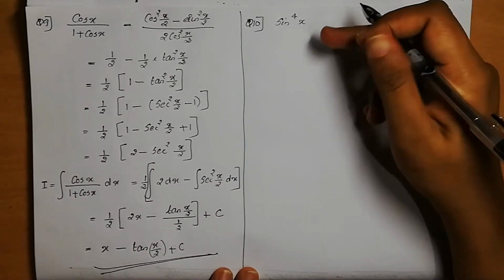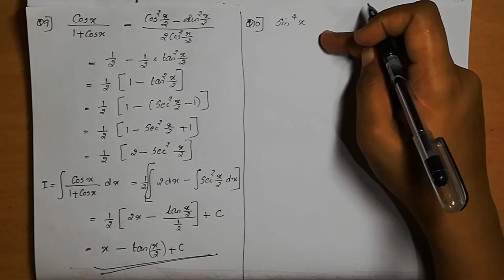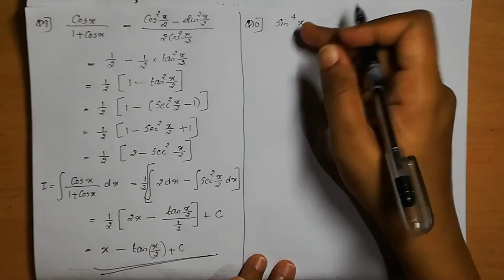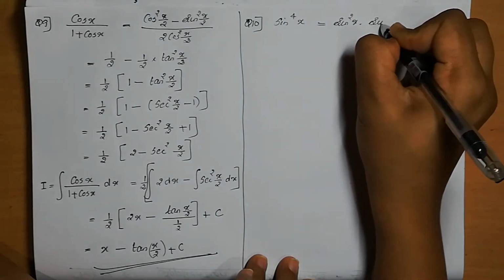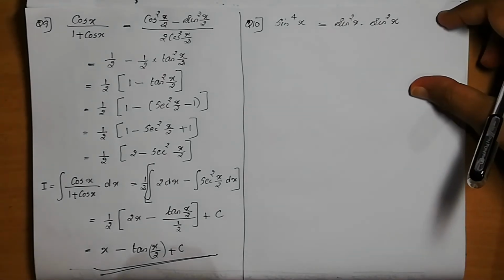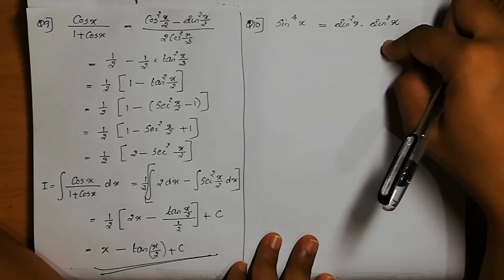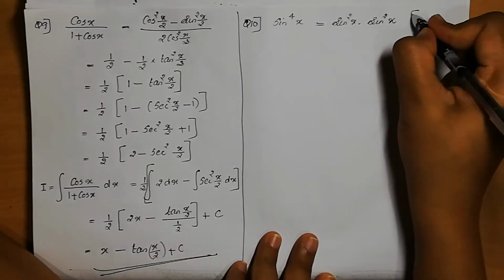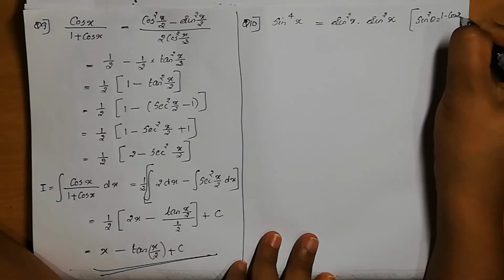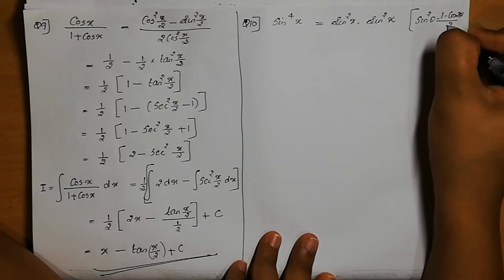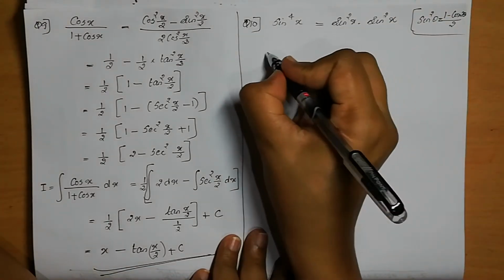Question number 10. Sine power 4x. So this sine power 4x, how we can write: sine square x into sine square x. Correct. Square into square is power 4. So this one we can write as sine square x into sine square x. So sine square theta we can write as 1 minus cos 2 theta by 2 only, right? So here we can write 1 minus cos 2x by 2. Here we are applying sine square theta equal to 1 minus cos 2 theta by 2.